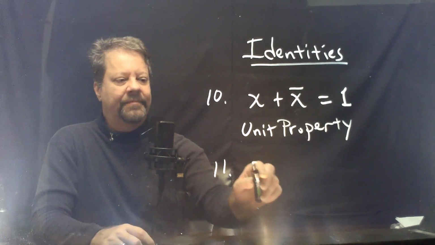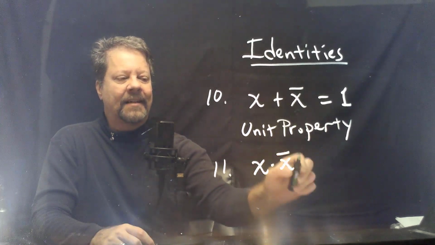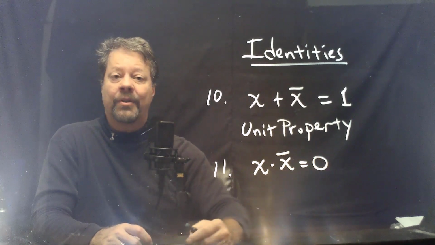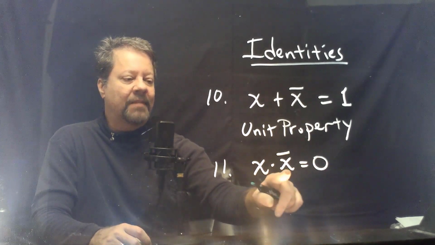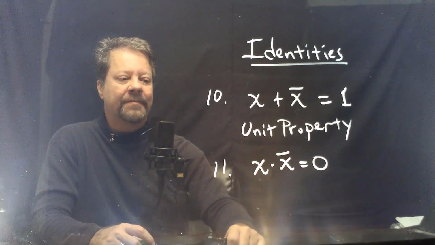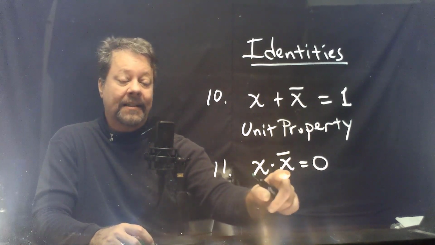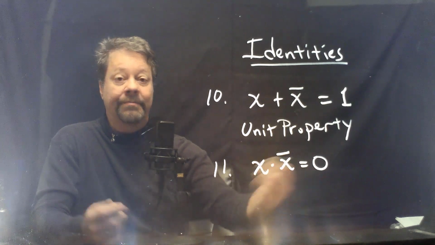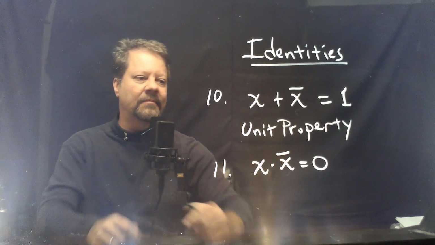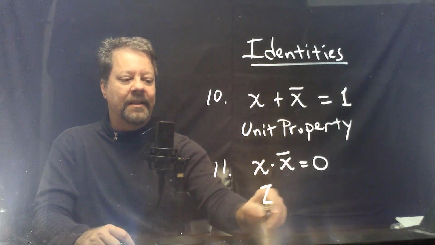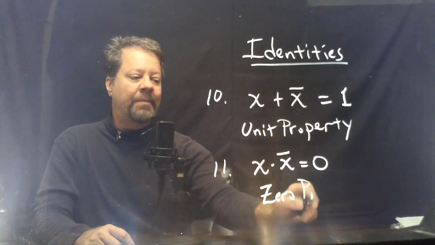And finally, x times x complement has to be 0 no matter what. This is an and. If x is true, then x complement is false, so the and will be false. If x is false, then x complement is true, but it's still false, so you still get 0 in all cases. We can call this the 0 property.